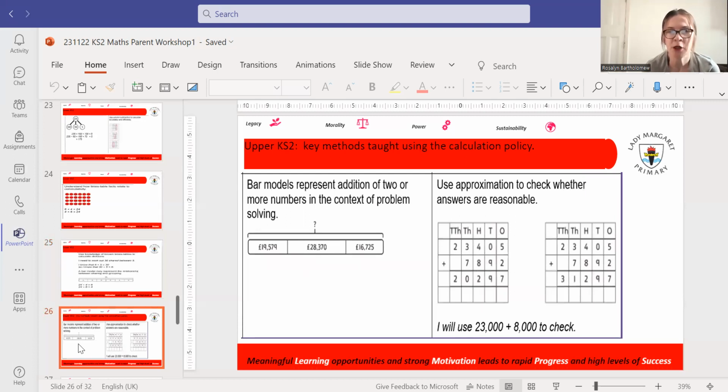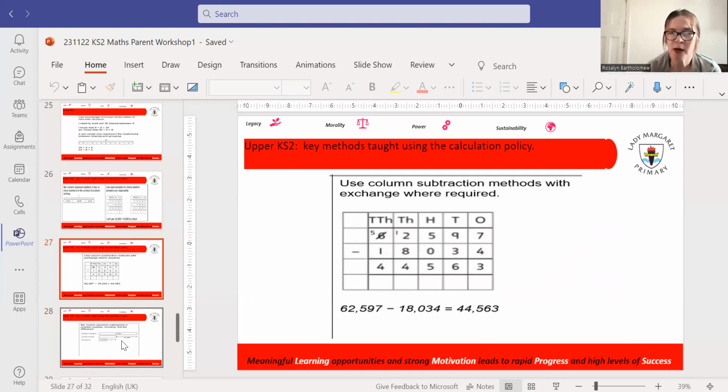In upper key stage 2, here are some key methods that are taught using the calculation policy. So again, we use our bar models, and we encourage the children to use this all the way up to year 6 so that they can look at and understand what the calculations look like. We might use approximation to check whether answers are reasonable. So rounding is really important. The children need to be able to round to 1,000 here in order to check their answer. Does it seem reasonable?